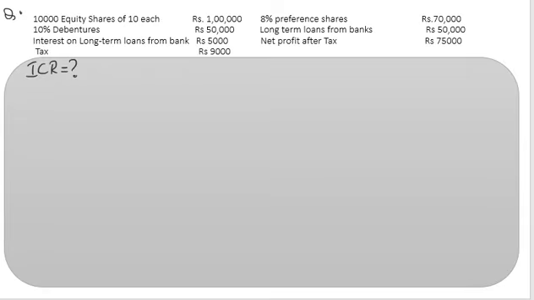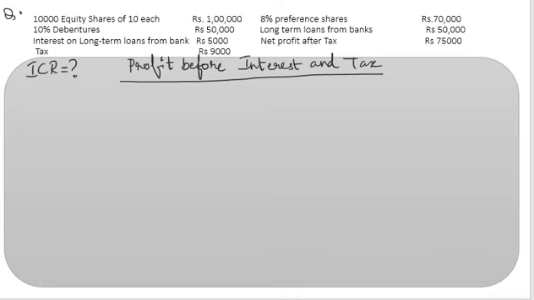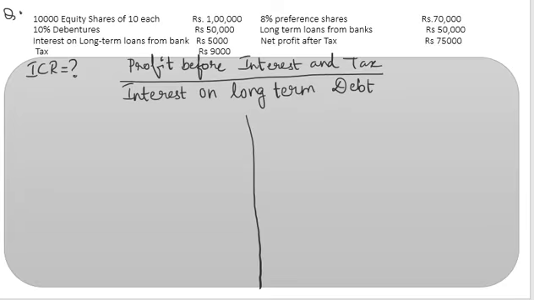As we all know, interest coverage ratio is equal to profit before interest and tax divided by interest on long term debt. We'll calculate interest first.